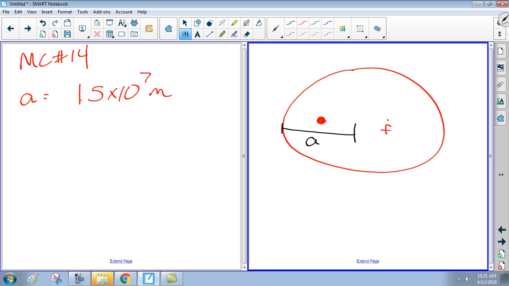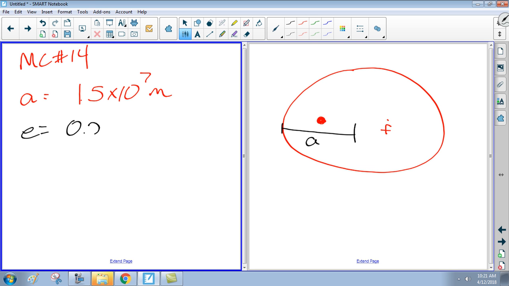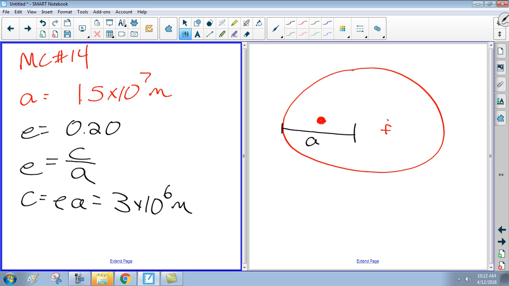It tells us that the eccentricity is 0.2, my bad. So what is eccentricity? It's the ratio between C and A. So if I know E and I know A, probably a good idea to find C, right? C is going to be E times A, which gives us 3 times 10 to the 6th. So that's C.